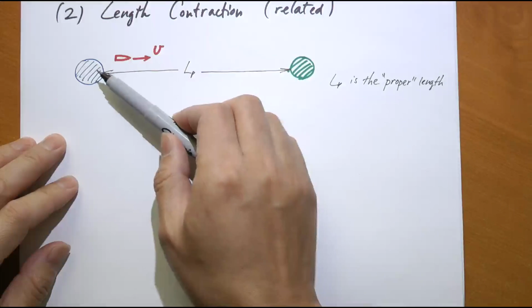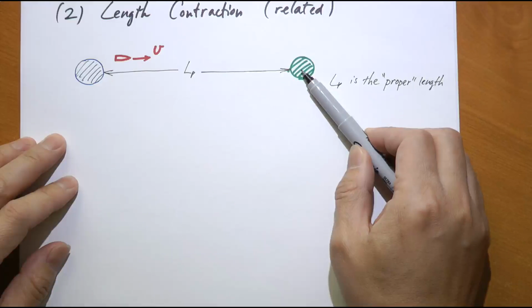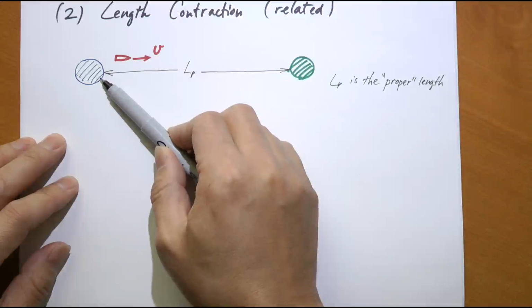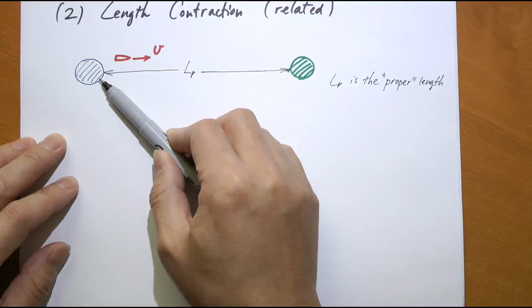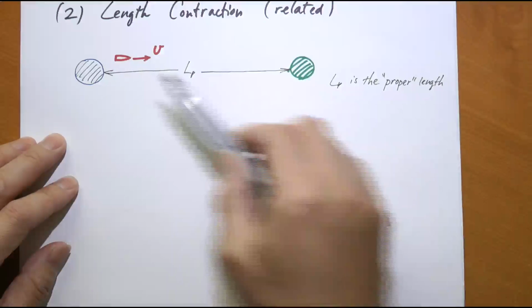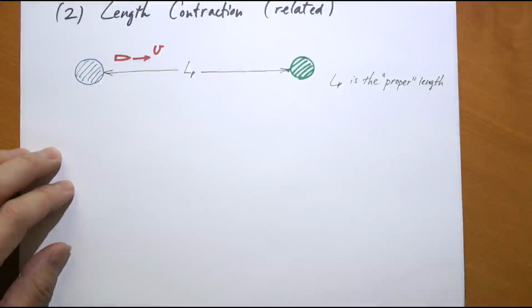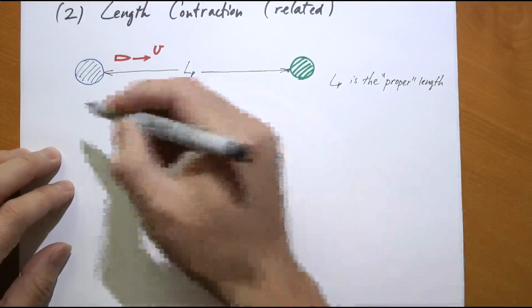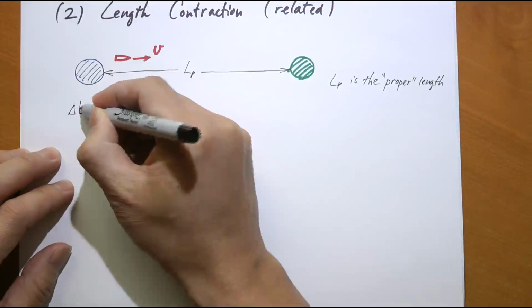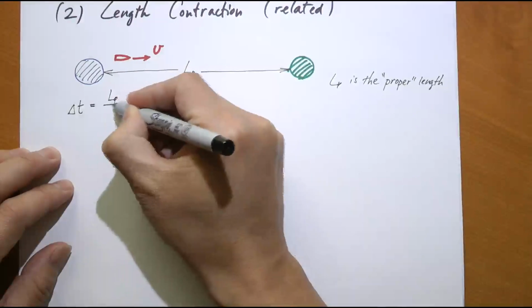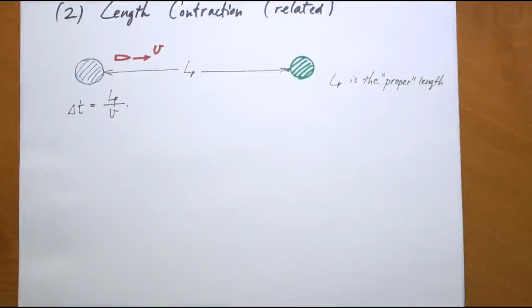Now, a spaceship travels from the Earth to that planet with a speed v. And the first question is very simple. How long would it take, according to the Earthbound observer, for the spaceship to go from here to there? That's easy to do because I have the length and I have the speed, and therefore I find delta t to be equal to LP over v. It's very simple.